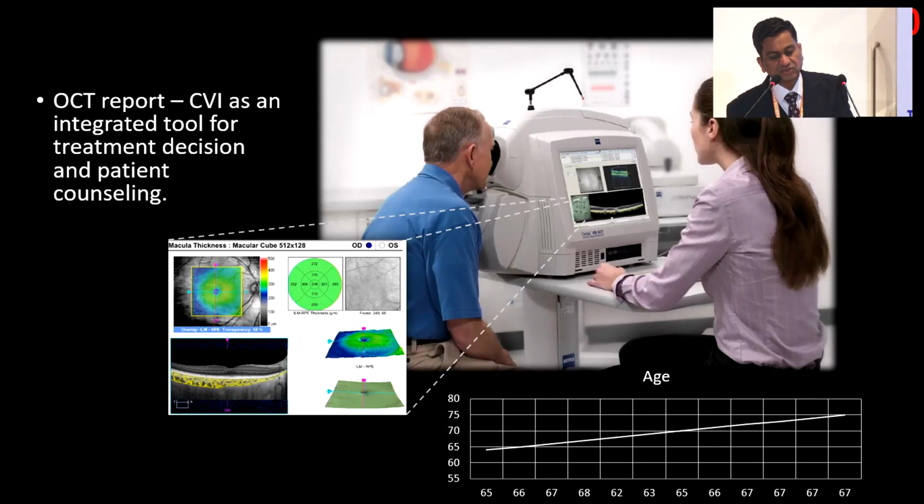Therefore, this tool needs to be integrated into your OCT machine. Whether it is CVI, whether it is vitreous, whether it is retinal, it has to be there, accessible to you, and then it is up to you how you want to use it. So this is where we want to see this biomarker or advanced imaging analysis coming and hitting our clinics and helping us manage our patients.